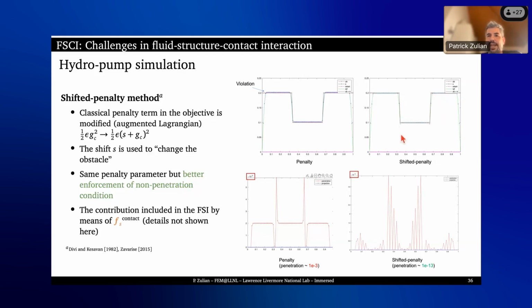And by changing the obstacle, we solve a different problem, but then we have an interpenetration of 10 orders of magnitude lower. So this makes it nice because we have the flexibility, especially if you have some embedded constraints, which is what we have in our monolithic solver, to solve the contact together with the rest of the system, linearized system.